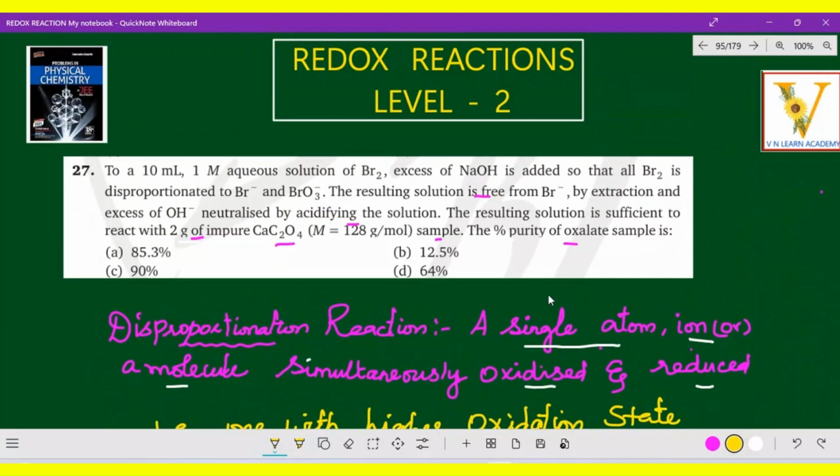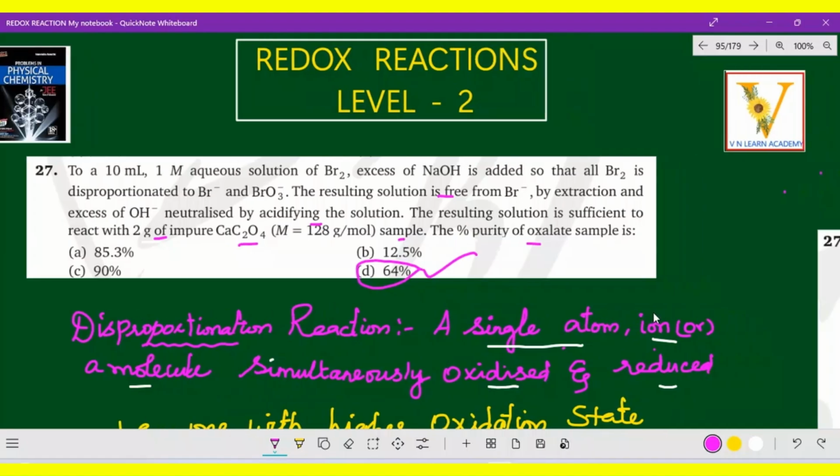Now, which is the correct option? Option D is the correct option, 64%. Right, I hope you got that clarity about this question. What is the disproportionation reaction? How to deal with this question: according to the equations, how many moles are there, how many moles are required. From that, how do we identify the percentage mass, that is the percentage purity? Yes, I hope you got that idea.